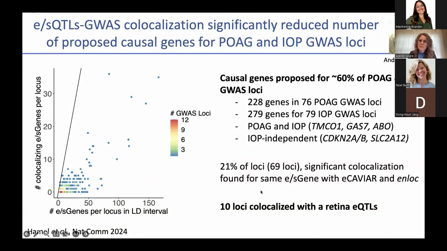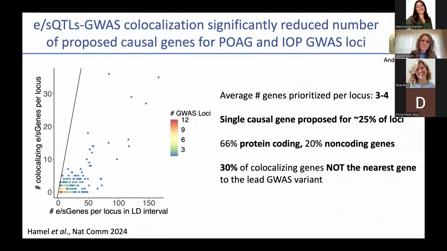For about 20% of the loci, we got significant colocalization with both methods. So these are prioritized as the highest confidence results, but casting a broader net with two methods, given that they have slightly different methodologies and underlying assumptions, we were able to prioritize genes for 60% of the loci. Ten of the loci colocalized with a retina eQTL. And on average, we were able to reduce the number of genes that map to a given locus just based on having eQTLs in the locus, from an average of about 23 eGenes tested per locus to an average of 3 to 4 different genes prioritized per locus.